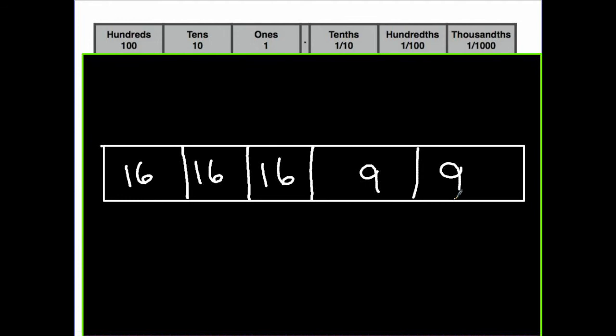Okay, go for it. 16 times 2. Hold on. You got to keep it with what the problem says. It says the sum of 3 16s and 2 9s. So what am I going to do with my 16s? What's it tell me about my 16s? There's 3 of them. So how do I write that?